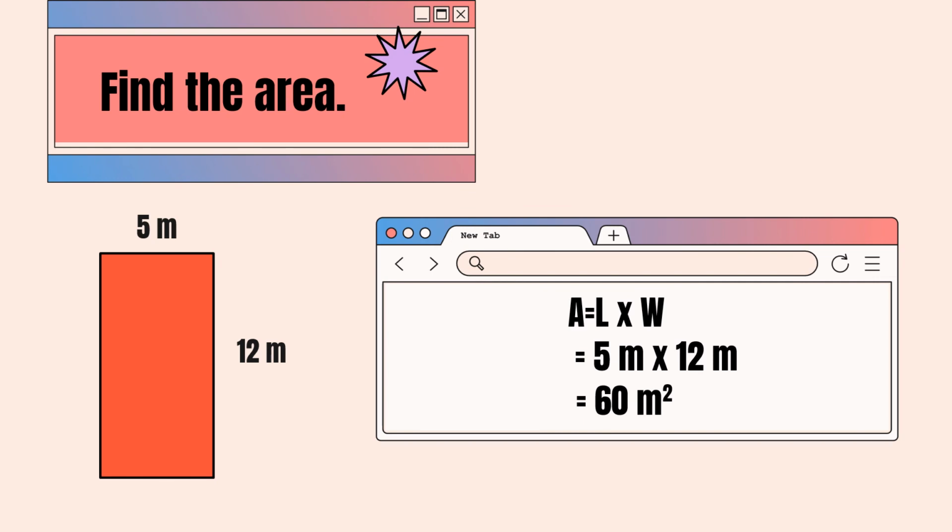Did you understand now? Do you know now how to get the area of a square and a rectangle? That's great. Just follow the formula in finding the area of a square and the area of a rectangle so that you can get the correct answer.